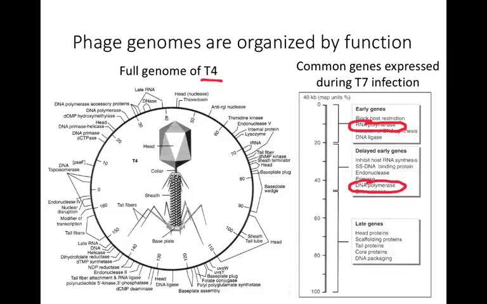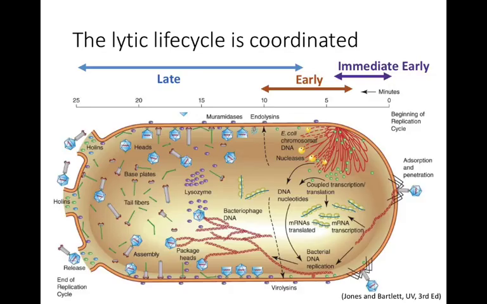T4 uses the host DNA-dependent RNA polymerase for its transcription, and it transitions from immediate early to late gene expression based on what promoter regions that DNA-dependent RNA polymerase is binding to. And that in part can be controlled by things like GP55, which is going to allow for the RNA polymerase from the host to identify late promoters.